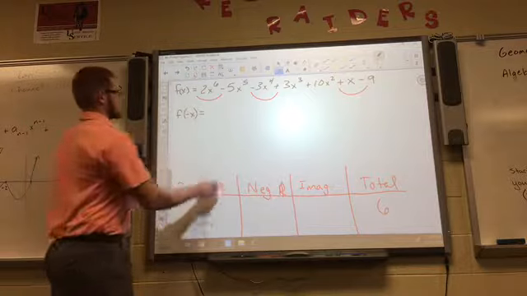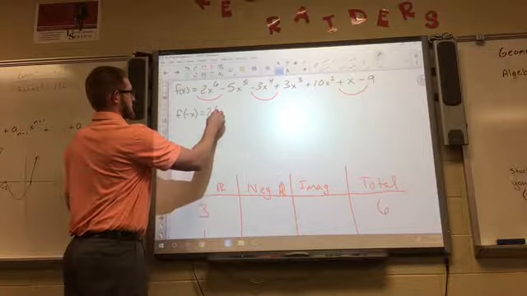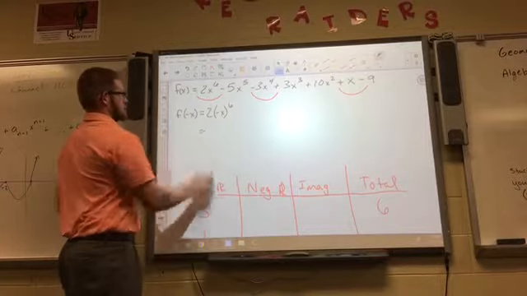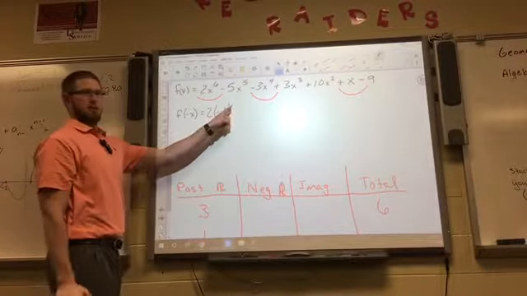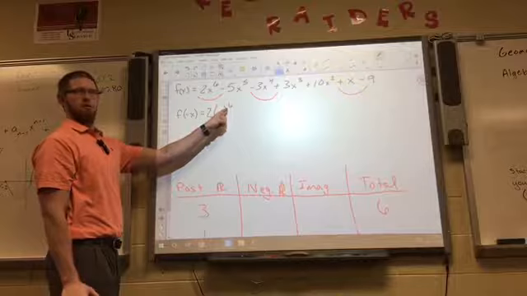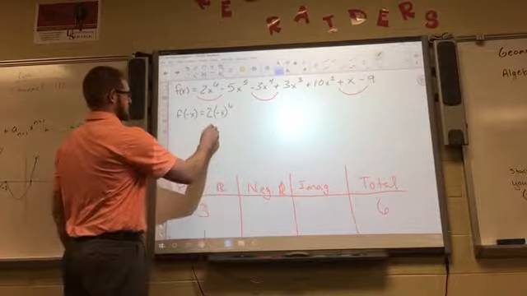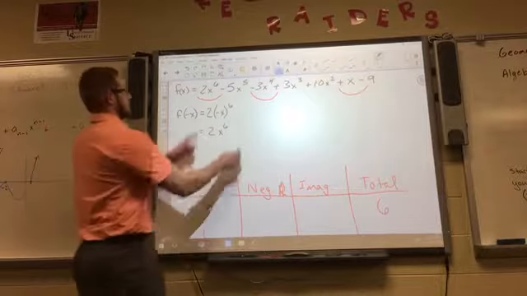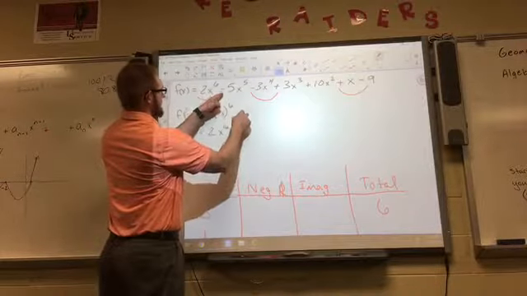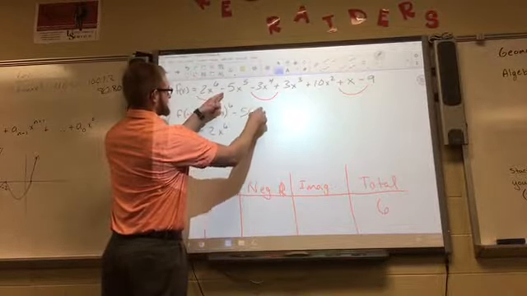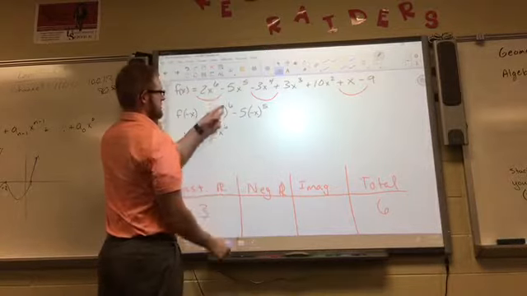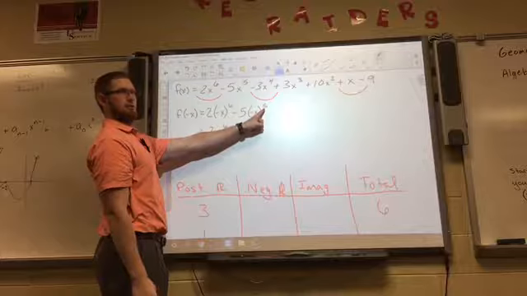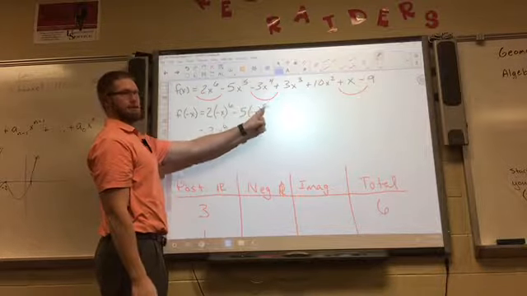Which means everywhere I see an x, I'm going to change it to a negative x. Okay? So I'm going to have 2 times negative x to the 6th. Negative x to the 6th power is just x to the 6th power. So that one didn't change. Correct? And then I'm going to have minus 5 times negative x to the 5th. Well, negative x to the 5th is negative x to the 5th.